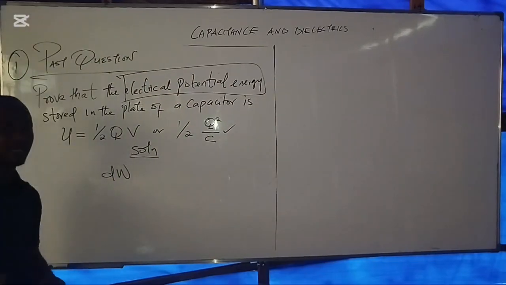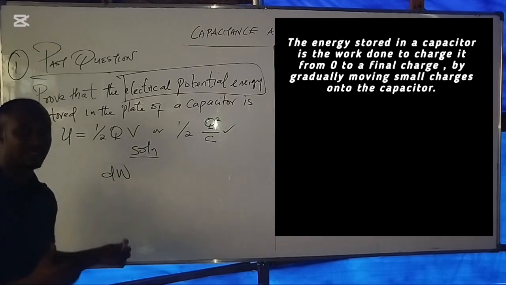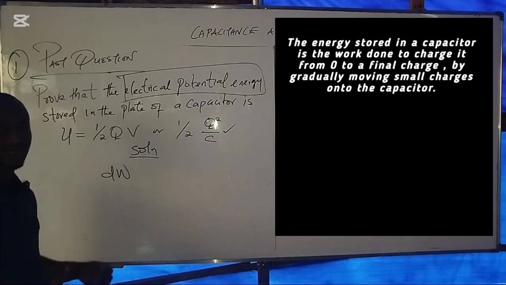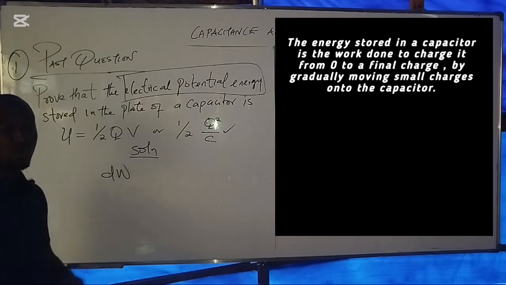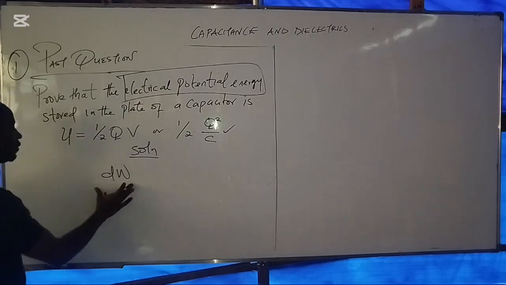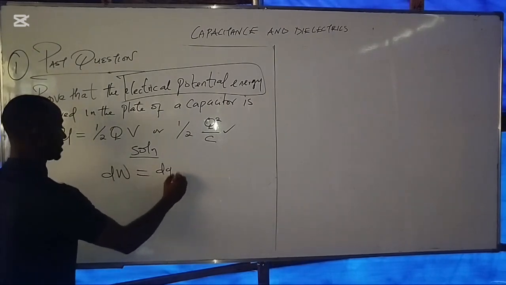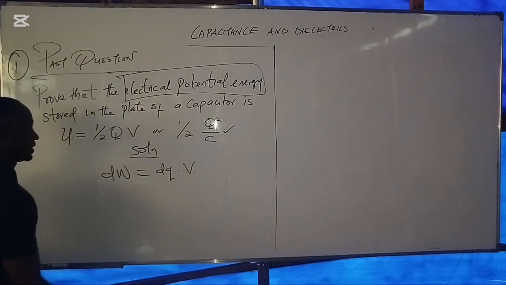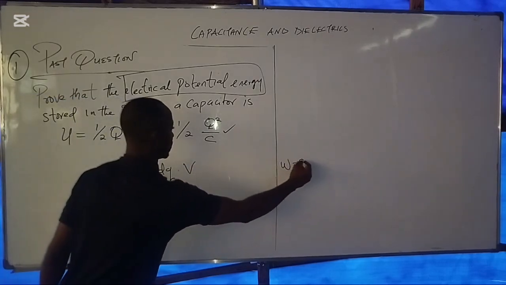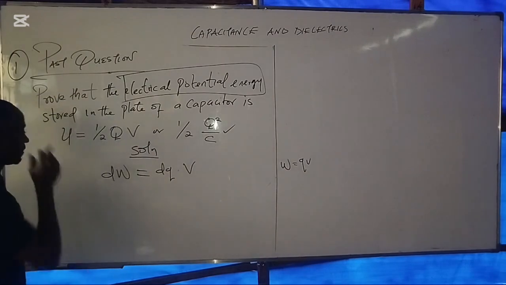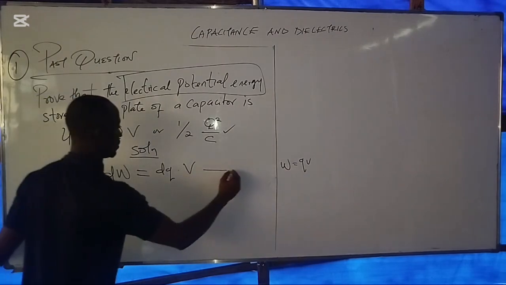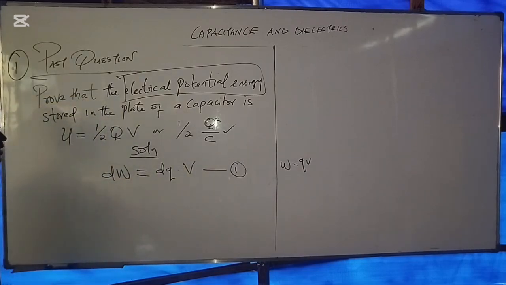I want us to note that the energy stored in the capacitor is the same as the work done on the capacitor. That work done is equal to the change in charge multiplied by our voltage. It's like saying work done equals QV. Let's call this equation 1.